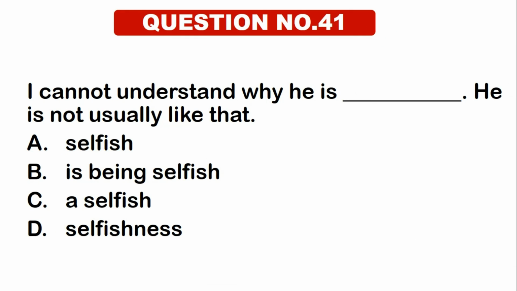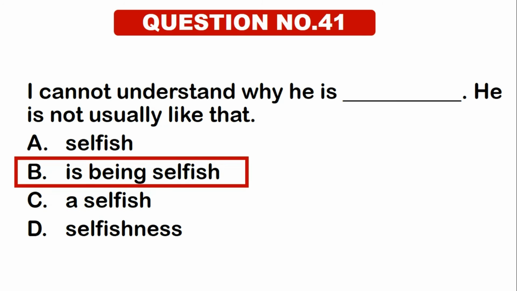Okay, number 41, I cannot understand why he is blank. He is not usually like that. A, why he is selfish. B, why he is being selfish. C, why he is a selfish. D, why he is selfishness. Again, I cannot understand why he is blank. He is not usually like that. A, selfish. B, is being selfish. C, a selfish. D, selfishness. The correct answer is letter B, is being selfish. I cannot understand why he is being selfish. He isn't usually like that.